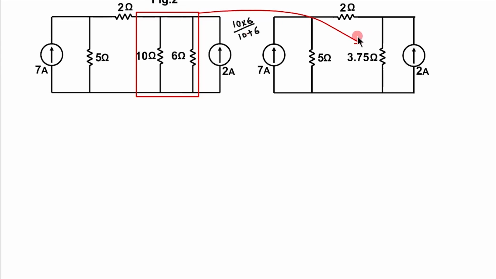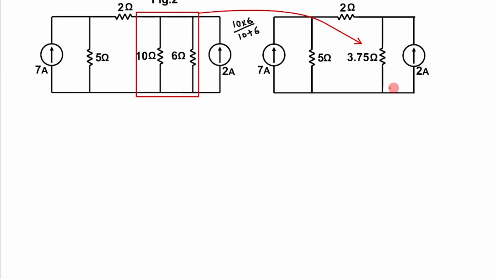For applying nodal analysis, first of all we have to find the principal nodes. Principal nodes means where 3 or more branches are meeting. See here, 1, 2, 3, 4 branches are meeting, while here 1, 2 and 3 are meeting. Here also 3 branches are meeting.